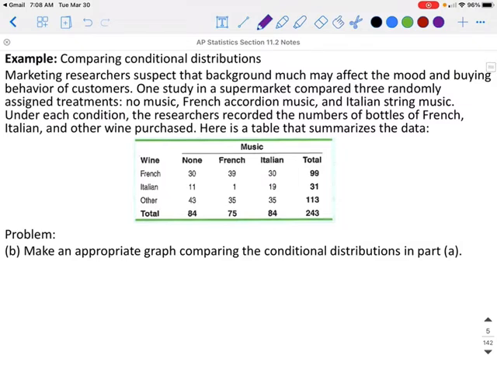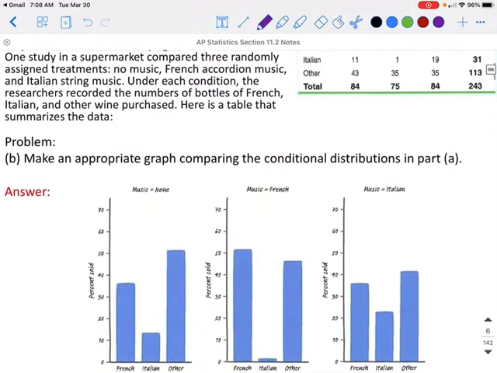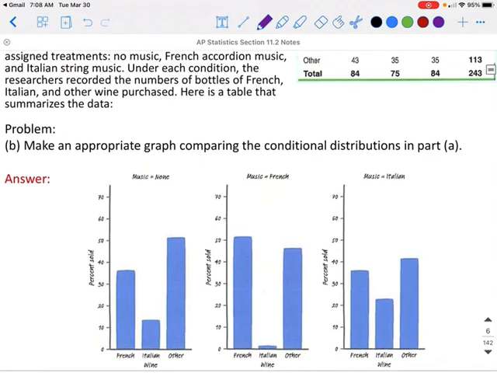Make an appropriate graph comparing the conditional distributions in part A. So to do this, we are going to make three different bar graphs. We're going to make one for when there's no music playing, one graph for when French music is playing, and another graph for when Italian music is playing. And we're just going to start our scale from 0, as high as we need, and graph the proportions of the different types of wine.